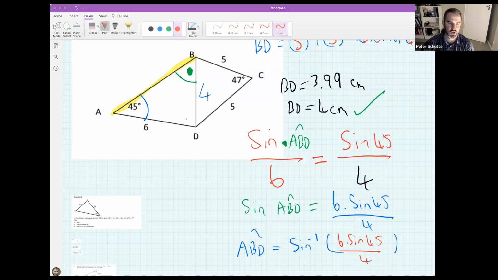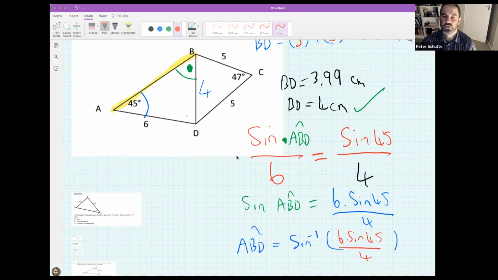So I go shift sine, fraction button, 6 times sine 45 over 4, close bracket. And what do we get? Ooh, is there an error? Okay. So what that means, everyone, sorry, Irene and Kimmy, is that if there's an error, it means that this triangle isn't possible. And so there must be an error with the question. But my apologies for that.